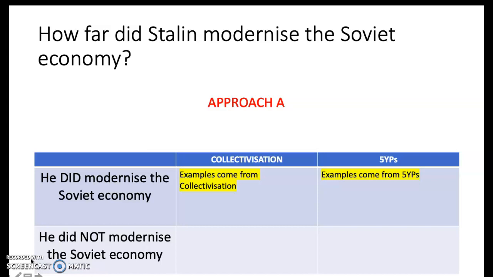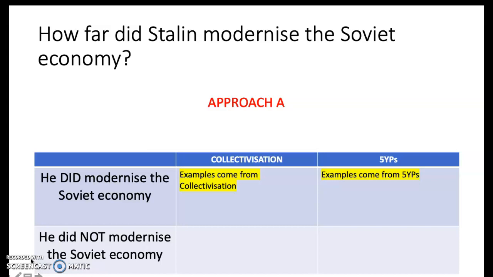Generally speaking, you took one of two approaches. Approach A was where you thought about Stalin's economic policies and you thought, well, okay, there's two clear halves of the essay, collectivization, 5-year plans, and then either he did or he didn't modernize the economy. There's 4 quarters, 4 decent long paragraphs, there's an essay, easy. Nothing wrong with that at all.